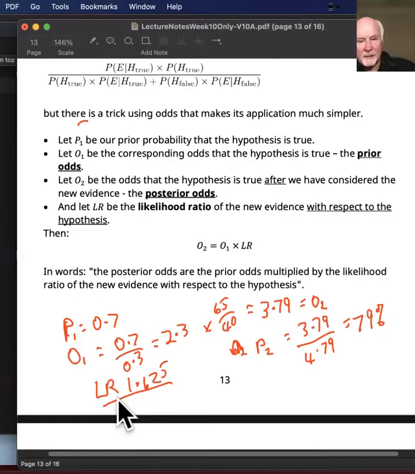So we have prior odds of 2.3, which is equivalent to our 70% prior probability about the house prices falling. We multiply it by this likelihood ratio, and then we get posterior odds. That's our adjusted degree of belief, expressed as odds, that house prices are going to fall, and then we can convert that back to probabilities, and that converts back to 79%.